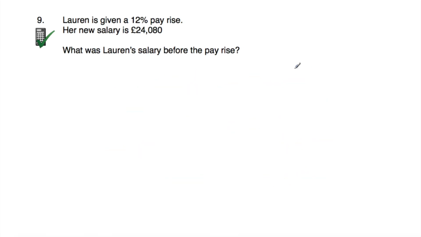And that's it. Okay, if we were to consider using multipliers for this question instead: Lauren was given a pay rise of 12%, so her pay has gone from 100% up to 112%. To increase something by 12%, the multiplier would be 1.12. If you multiply something by 1.12, then you would increase it by 12%. And now we know what her salary is, which is £24,080.